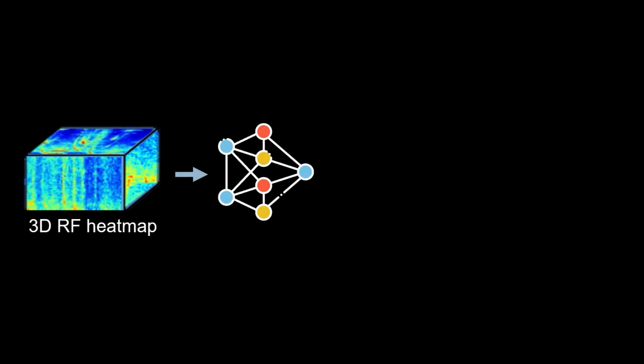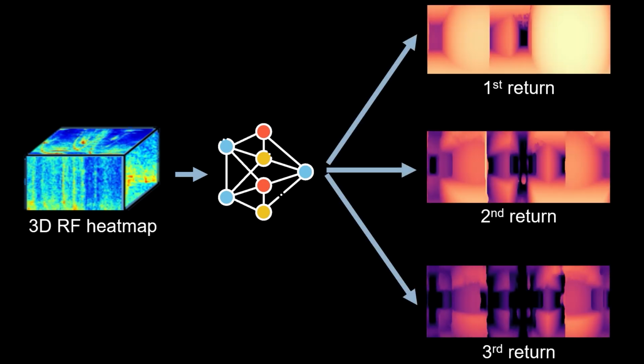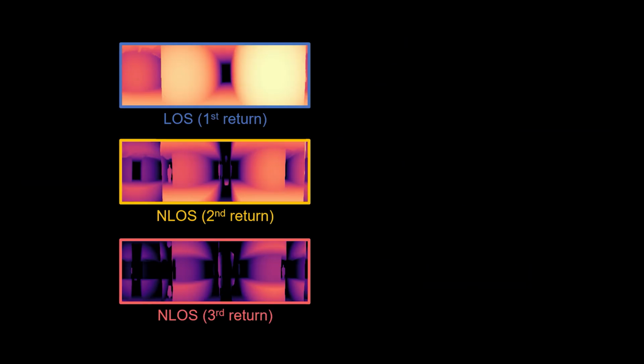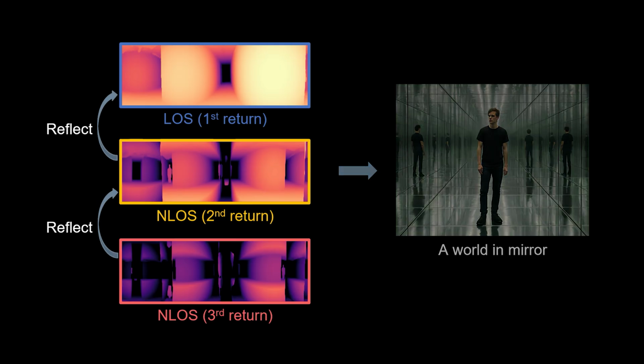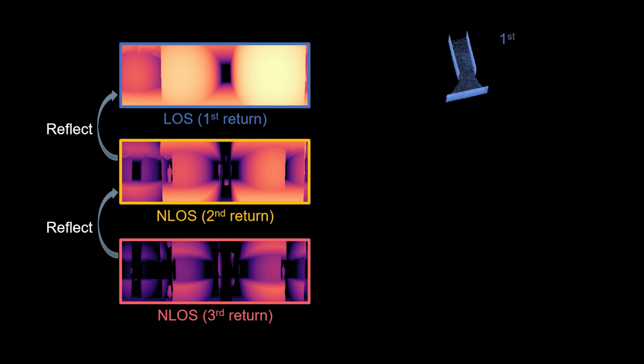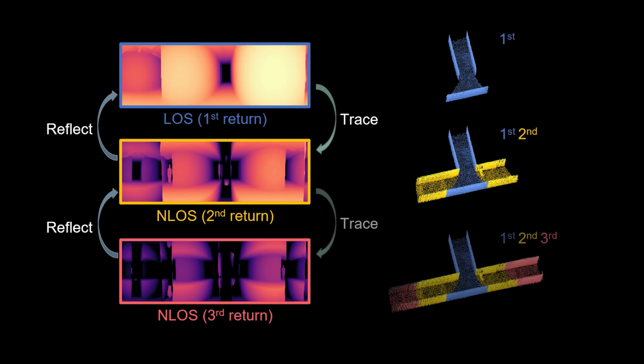We then design a multi-return RF imaging model to infer the hidden structures, giving us dense images at different signal bounces. However, each return comes from reflection off the geometry in the previous one, which shows a mirrored representation of the environment. To reconstruct the real 3D scene, we trace how the signal travels and where it hits. This iterative process helps us recover the real geometry.